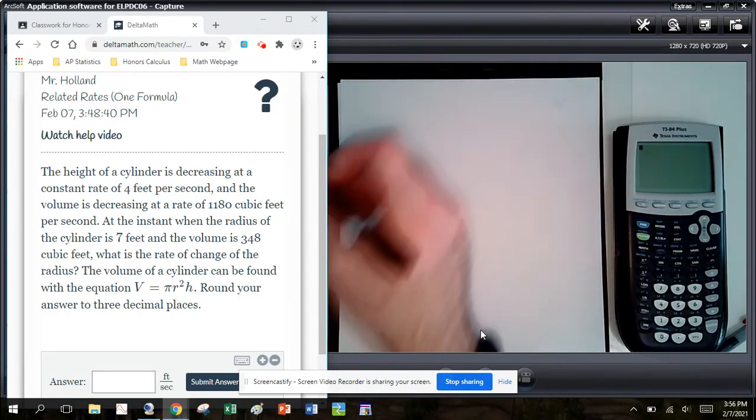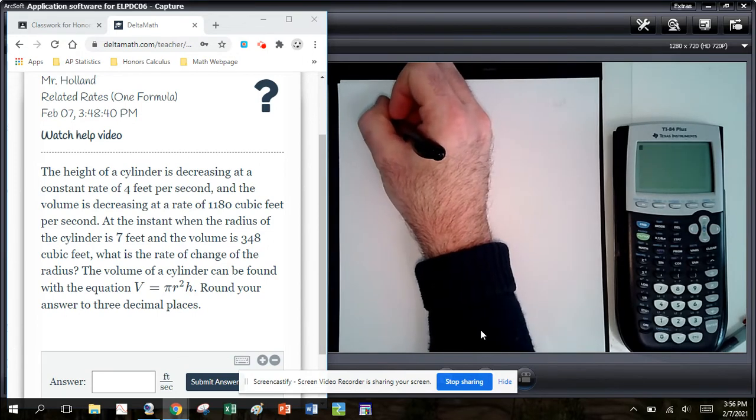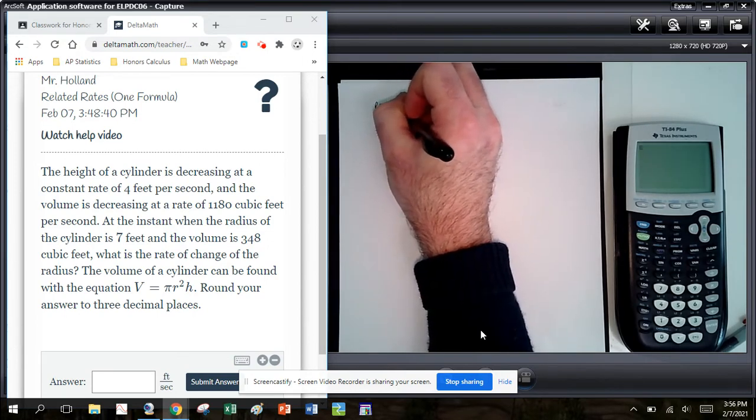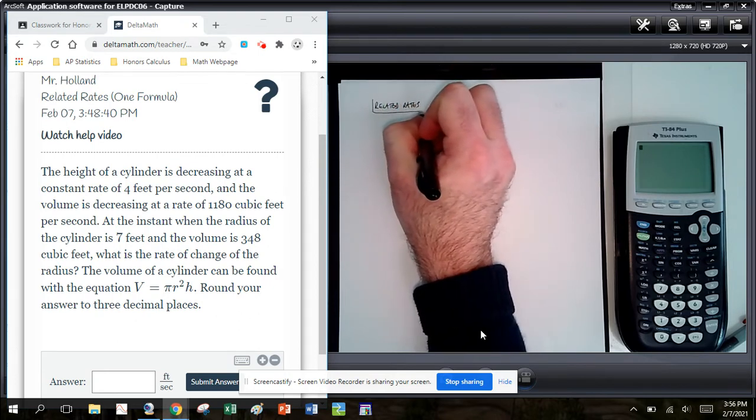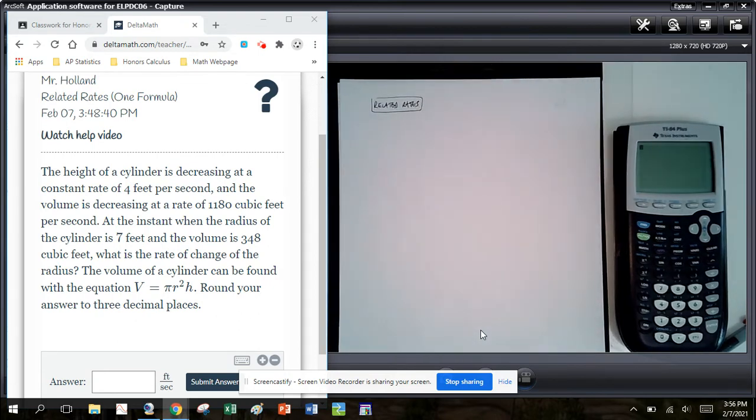Hello, everyone. So we're going to be looking at our second example now, dealing with related rates. And this one's a little bit trickier than the first one that I showed you, but it's still very doable, okay? You just got to be organized and you've got to make sure that you label everything.